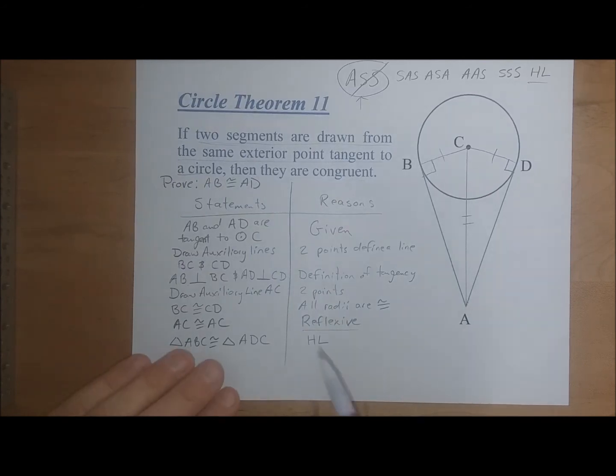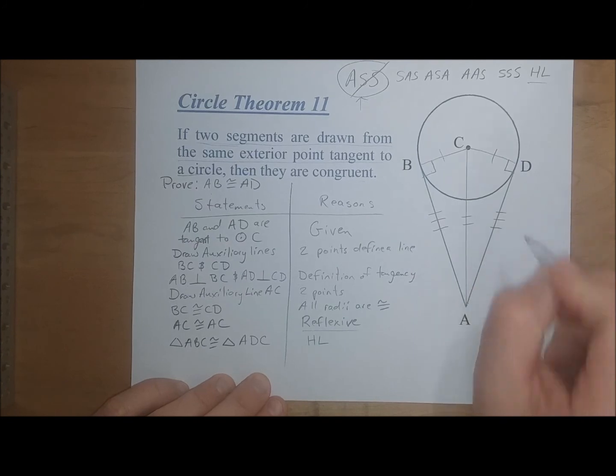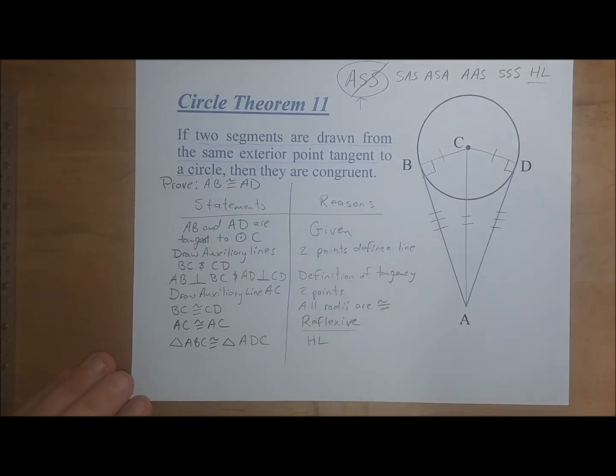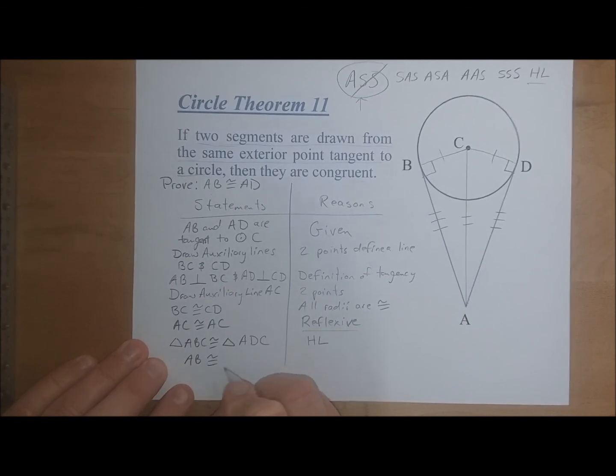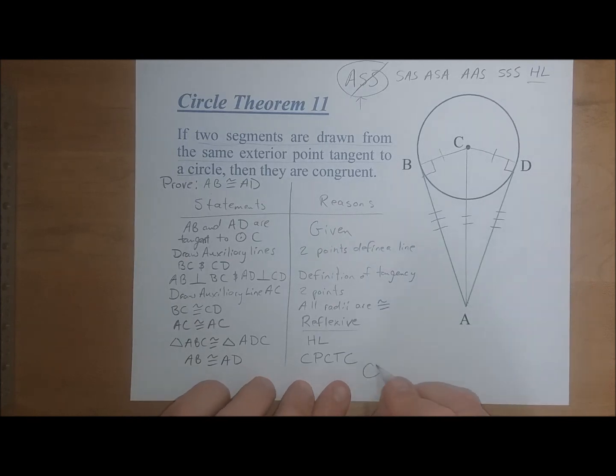What was our destination? We wanted to prove that AB was congruent to AD. Now that I know these two triangles are congruent, can I go ahead and declare that all of their corresponding parts are congruent? Absolutely. I can say that AB must be congruent to AD, and the reason is corresponding parts of congruent triangles are congruent. There we go. Circle theorem 11 in the books, QED.